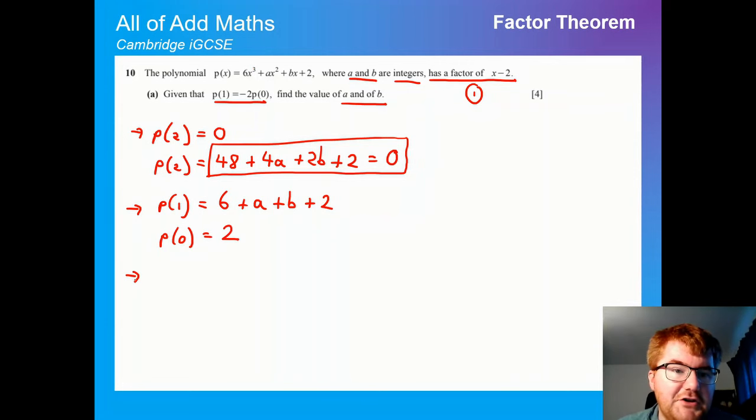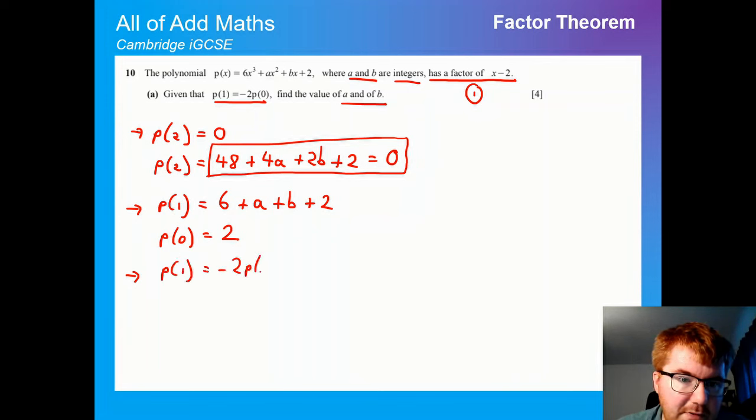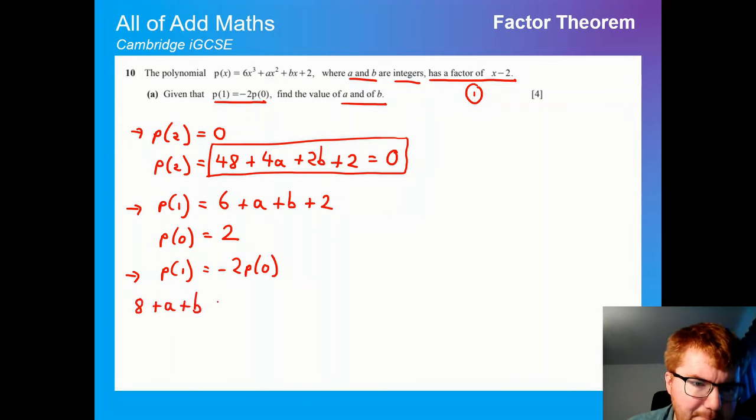And now if we change this equation, so we take that p of 1 is equal to minus 2 p of 0. Well, p of 1 is equal to this expression. Let's just tidy this up slightly. So 6 plus 2 is 8. So we get 8 plus a plus b equal to minus 2 lots of p of 0. So minus 2 times 2, that's equal to negative 4. So we've got our second equation here.